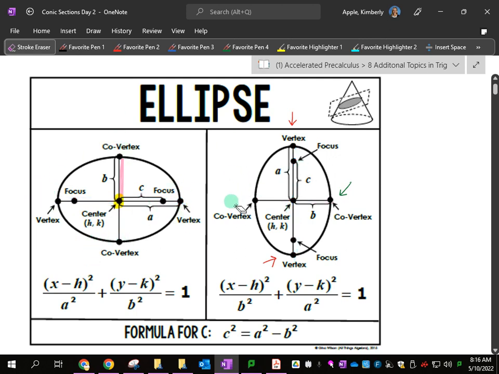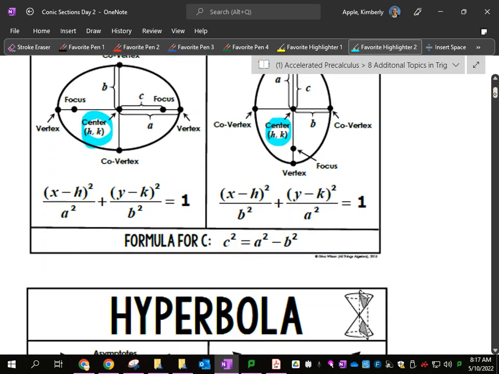The good news is looking at some of these things that are labeled, the center is still H comma K, which is great. That's what it's always been, okay? And then you have your two formulas. So notice there is a formula for the horizontal major axis, which is slightly different than the formula for the vertical major axis. And I'm going to highlight the difference for you. The difference is where A and B are located in the equation. Everything else is the same. Notice in the horizontal, A is under the X. And in the vertical, A is under the Y. A is bigger than B.